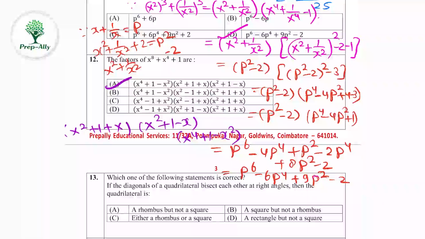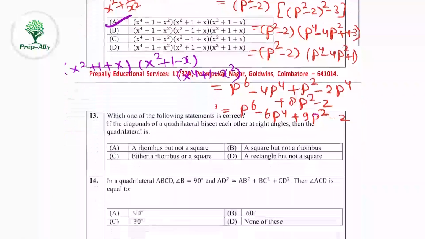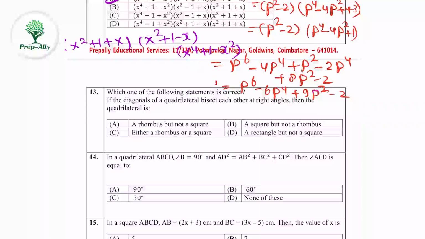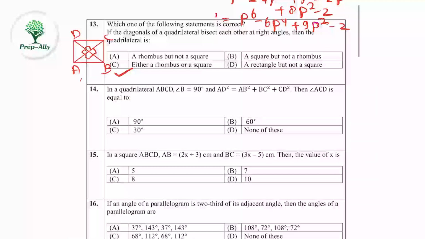Now question number 13, what is given here? Which one of the following statements is correct? If the diagonals of a quadrilateral bisect each other at right angle, then the quadrilateral is. Let us suppose this is a quadrilateral; this is one diagonal, this is another diagonal. If they bisect each other at a right angle, this happens only in the case of either a square or a rhombus. So option C is the correct answer because the diagonals of a rhombus and a square always bisect at a right angle.